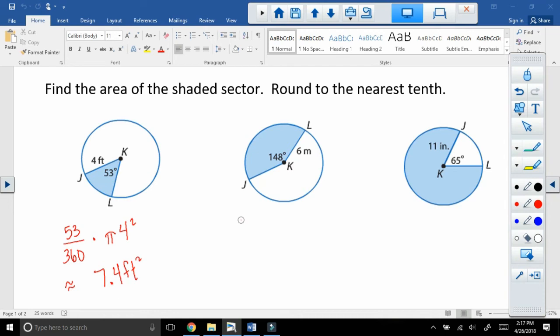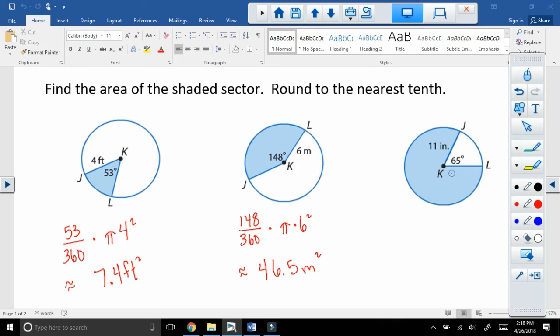For this next one, that is 148 out of 360 degrees. Multiply that by the whole area, which would be pi times 6 squared. So 148 divided by 360. Make sure you just grab your calculator, type this in. You should get that to be about 46.5, and that'll be square meters.